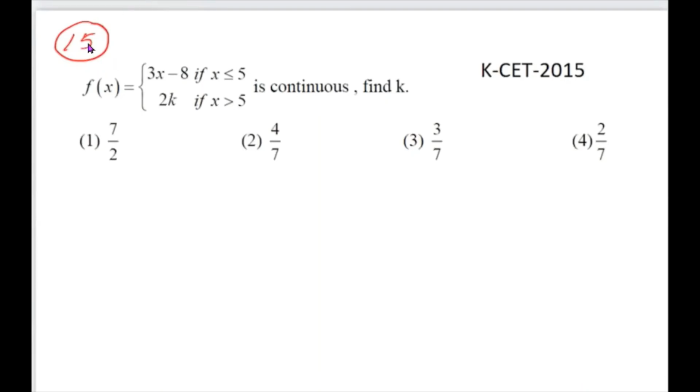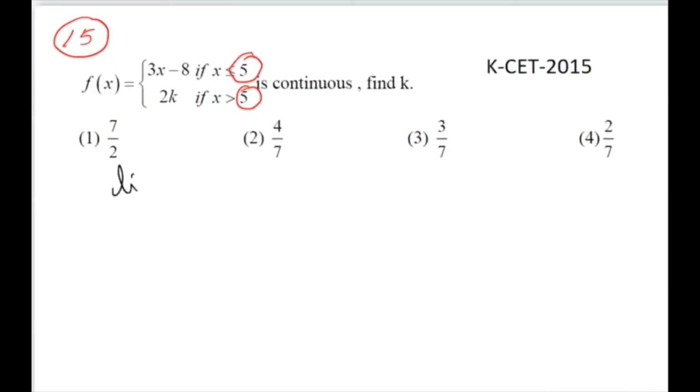Now question number 15. It's given that the function is continuous. Find k. Once the function is continuous, it is continuous at every point. So in particular, the function is continuous at x equal to 5. So therefore, you can write this as limit of f of x as x tends to 5 equal to f of 5.